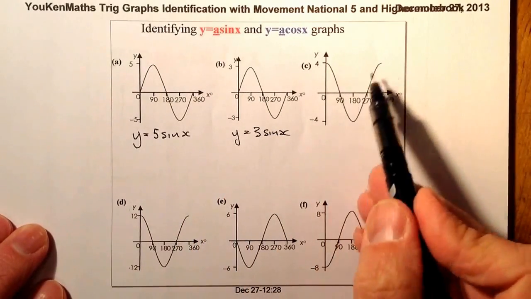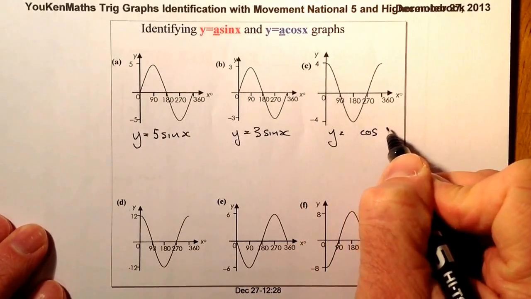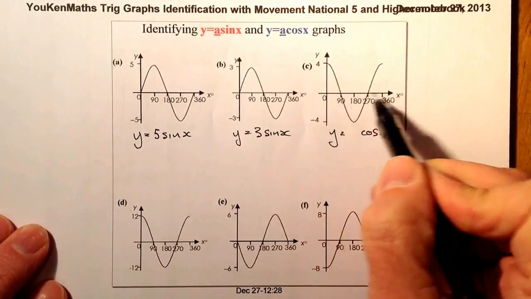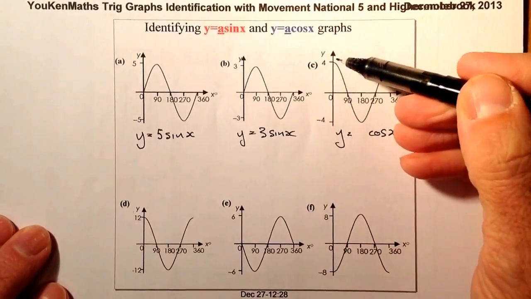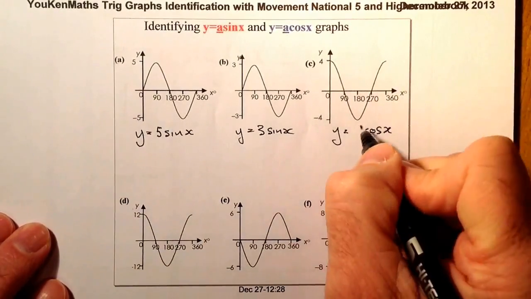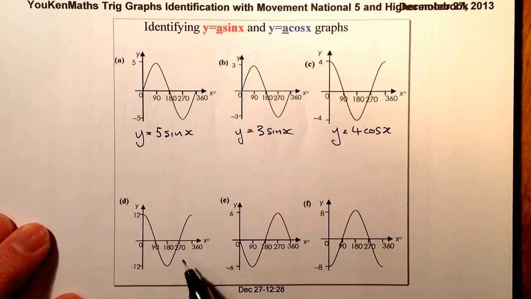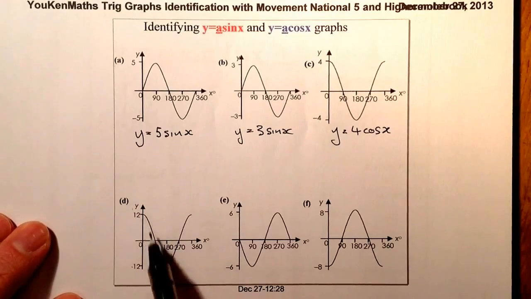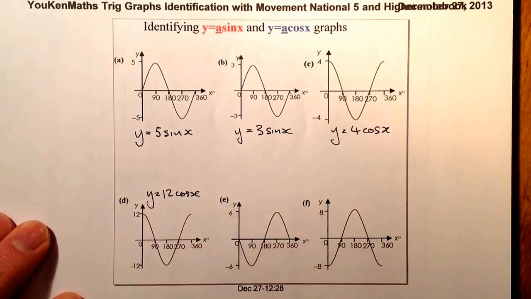This graph here is a cosine graph, so it's going to be y is equal to cosine, and all I'm changing is just the a value, the value at the front, so that's going up to 4 and down to minus 4, so that's going to be a value of 4 in there, so y is equal to 4 cos x. This graph here, up to 12, down to minus 12, it's a cosine graph, so y is equal to 12 cosine x.